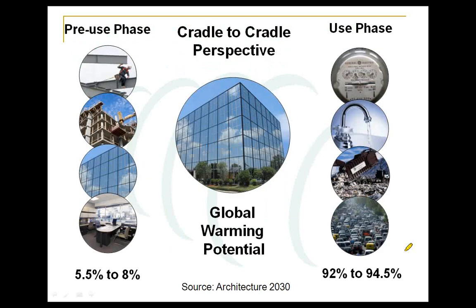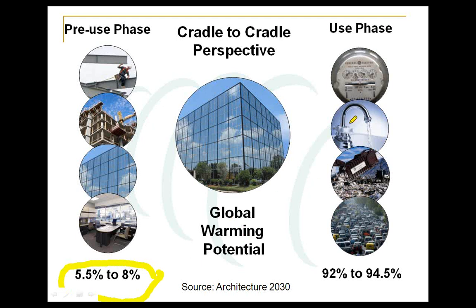One thing to remember, and Tian brought this up, is that EPDs focus generally on a pre-use phase, right? Extracting raw materials, manufacturing the product, transportation to the plant site, and so forth, which only, according to Architecture 2030 and other research, confirms this, that the impacts today only comprise about 5.5 to 8% of environmental impacts for global warming potential. Might be larger for other impacts.